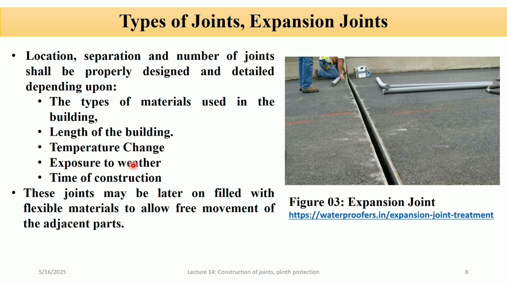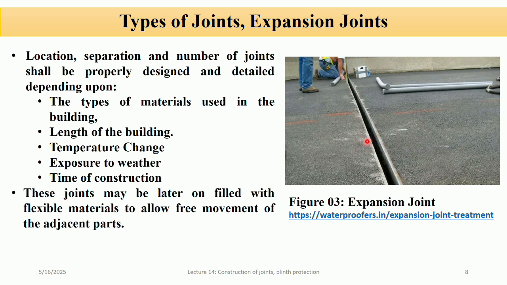Exposure to weather. Buildings exposed to direct sunlight, wind or rain will face more environmental stresses. Exterior walls and roofs especially need properly designed joints because they are more affected by weather than interior elements. Time of construction. If different parts of a building are constructed at different times, their shrinkage, curing, and setting may vary. So providing joints between such sections helps avoid cracks due to differential movement or settlement.